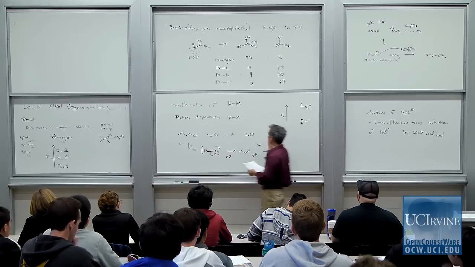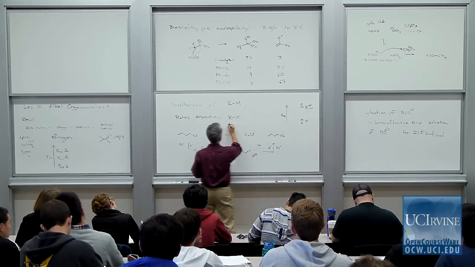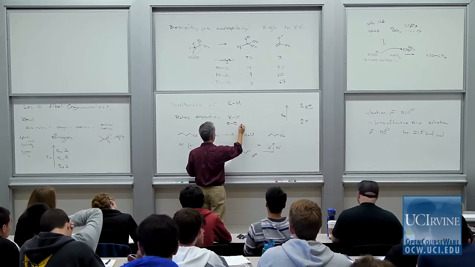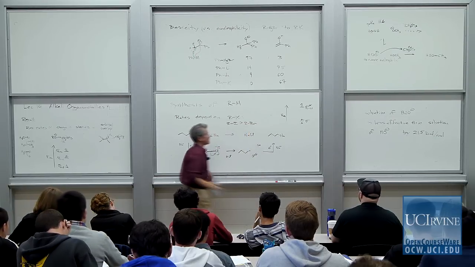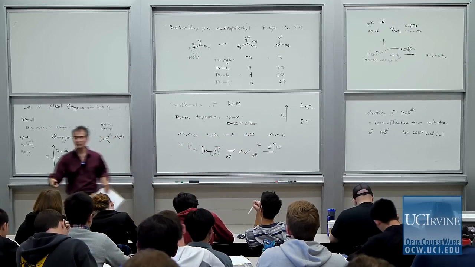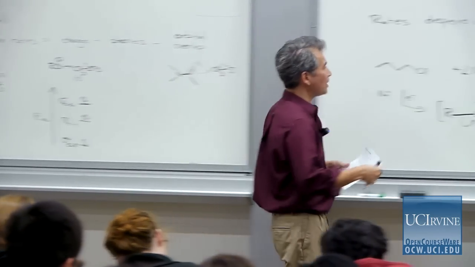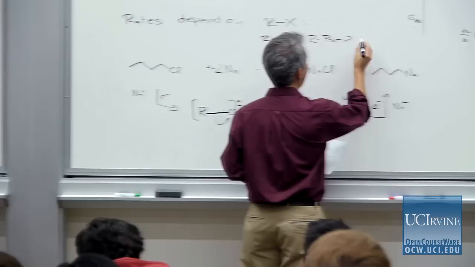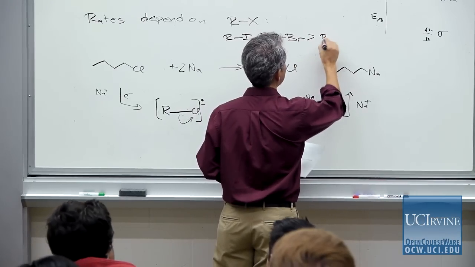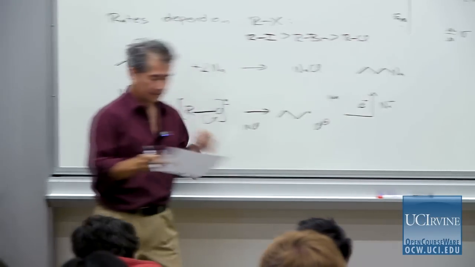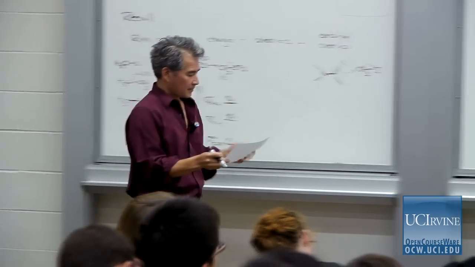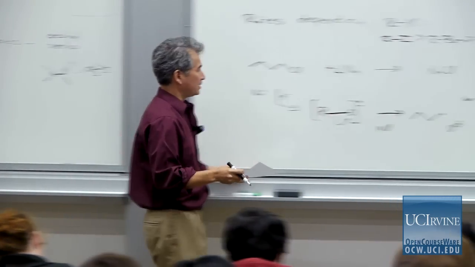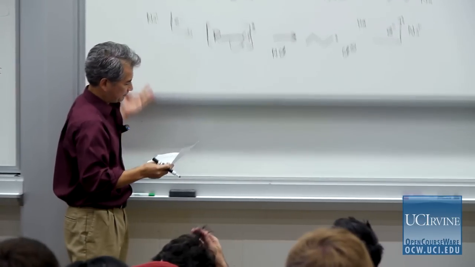Don't even try. So what you'll find in this series is that the rates look like this. When you make organometallics from alkyl halides simply by mixing in metals, sodium or magnesium, alkyl iodides are faster than alkyl bromides, which are faster than alkyl chlorides. That's the general trend that you should expect. Okay, so let's talk about the problems with these kinds of reactions.